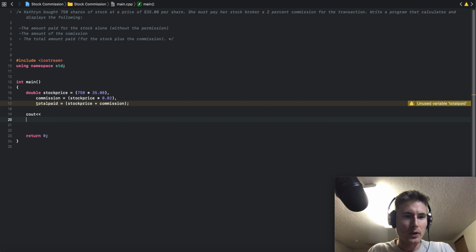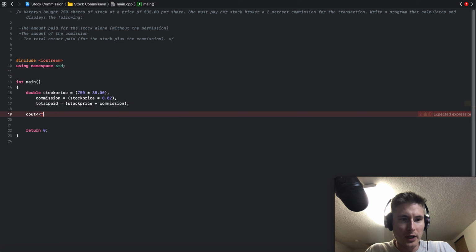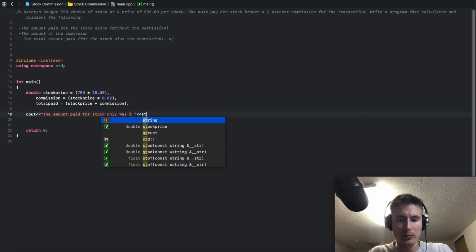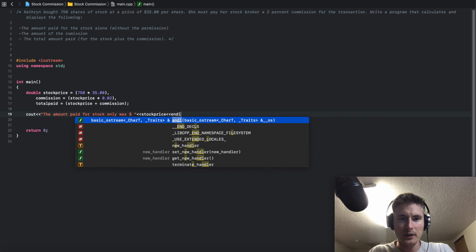So we'll do cout, quotation mark, we'll write the amount for stock only was, then we'll input our variable stock price and endl.